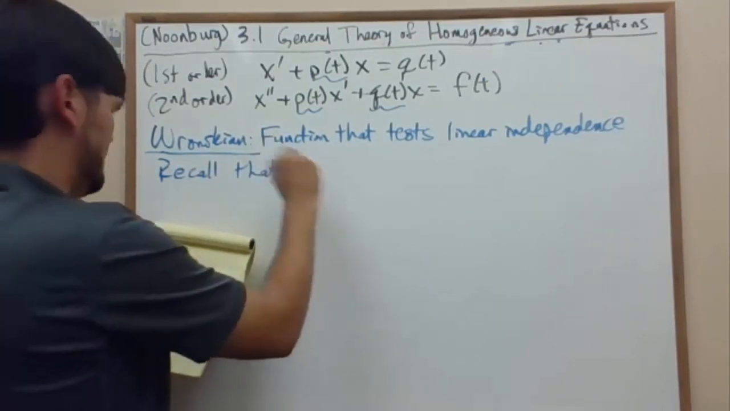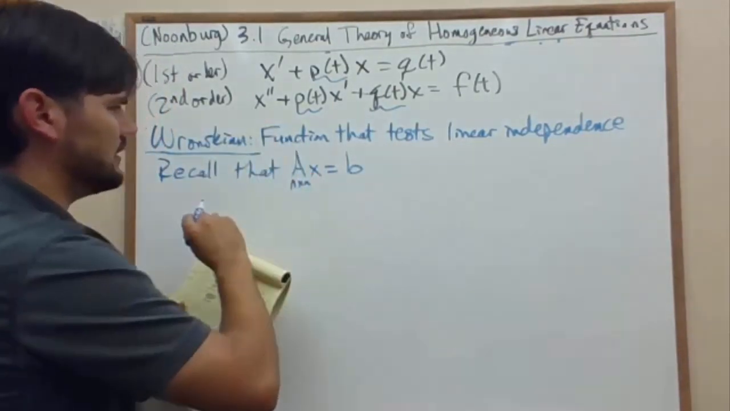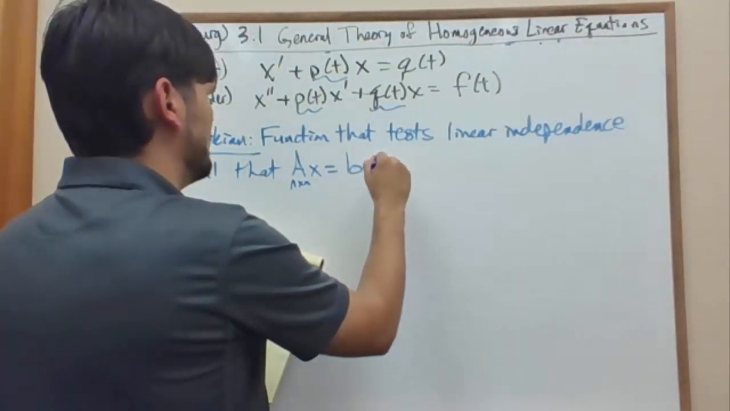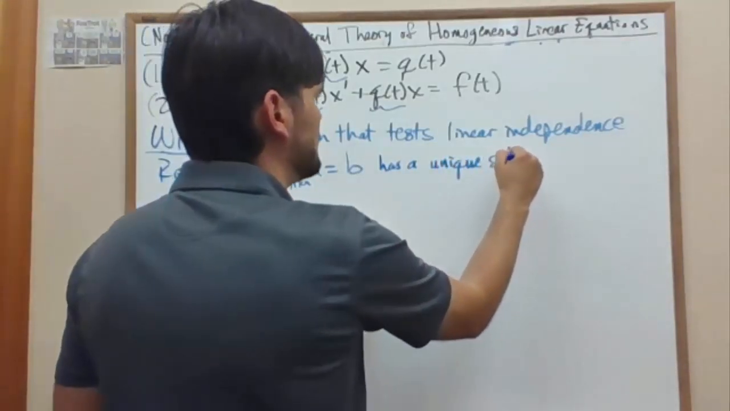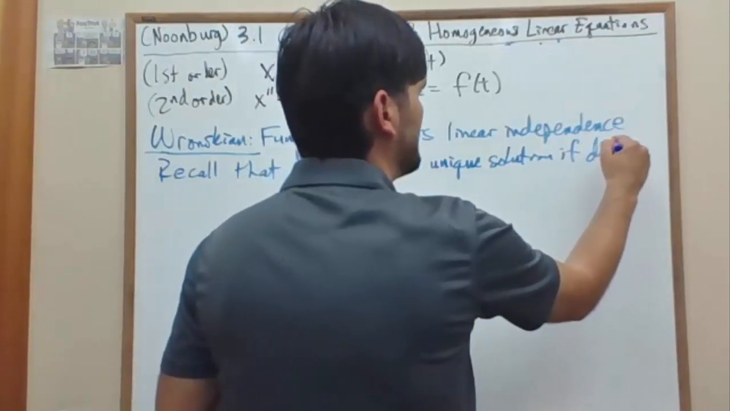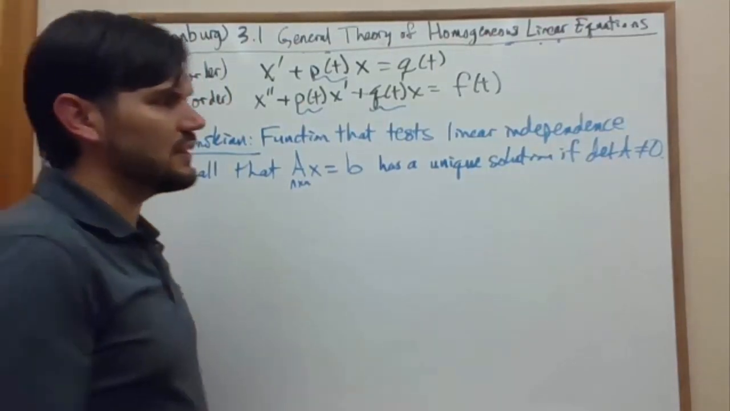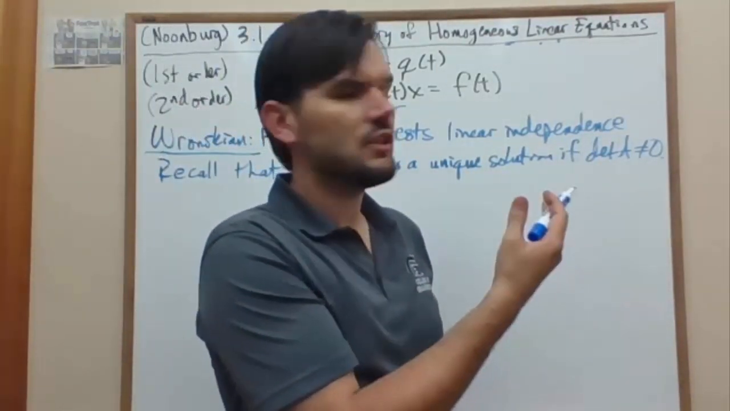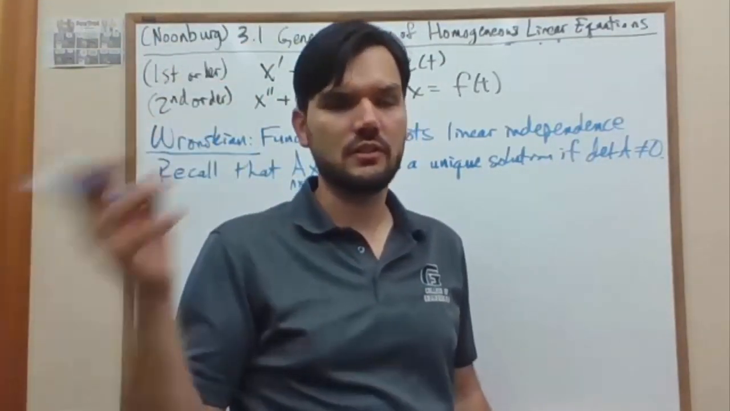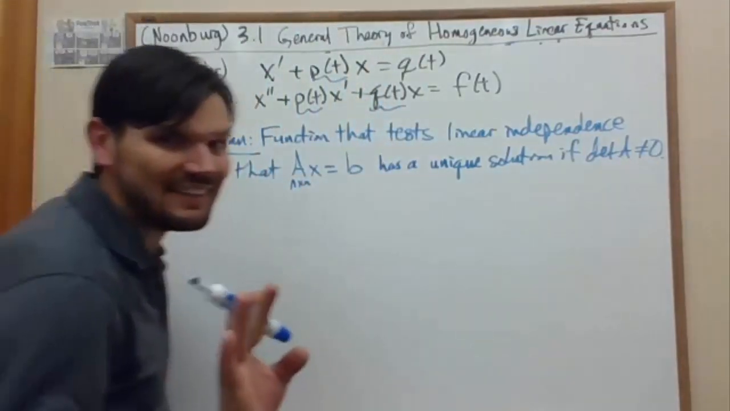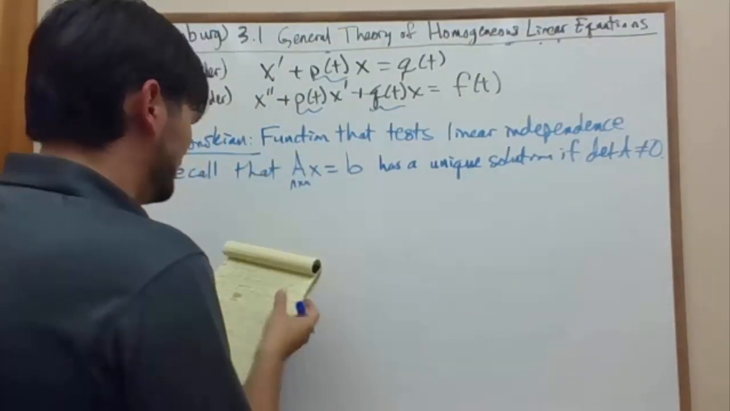Recall that Ax = b for an n by n matrix has a unique solution if the determinant of A is not equal to 0. Now, this was part of Cramer's rule. Cramer's rule says that if the determinant is not equal to 0, then there is a unique solution and it exists by taking the ratio of the determinants. Okay. Now, we'll get to that later. Don't worry about that. We'll get to Cramer's rule again. But this idea we want to carry over to functions.